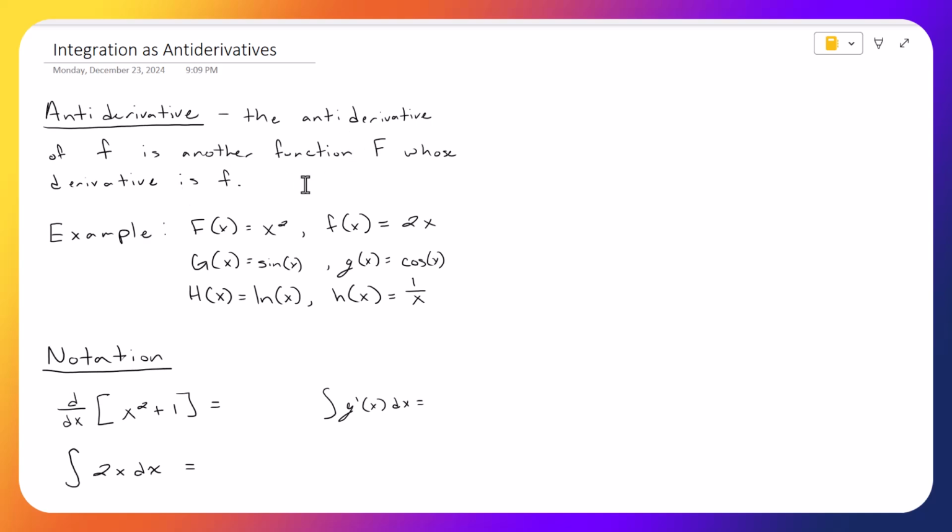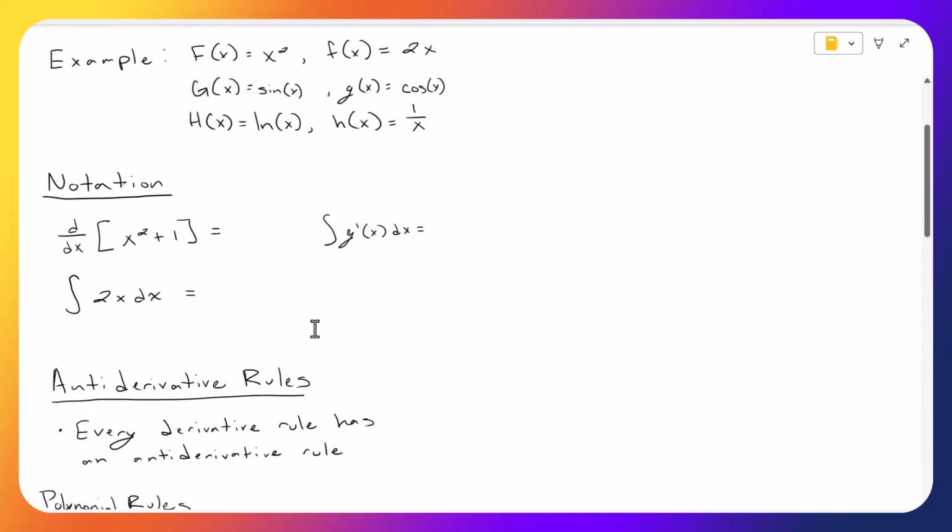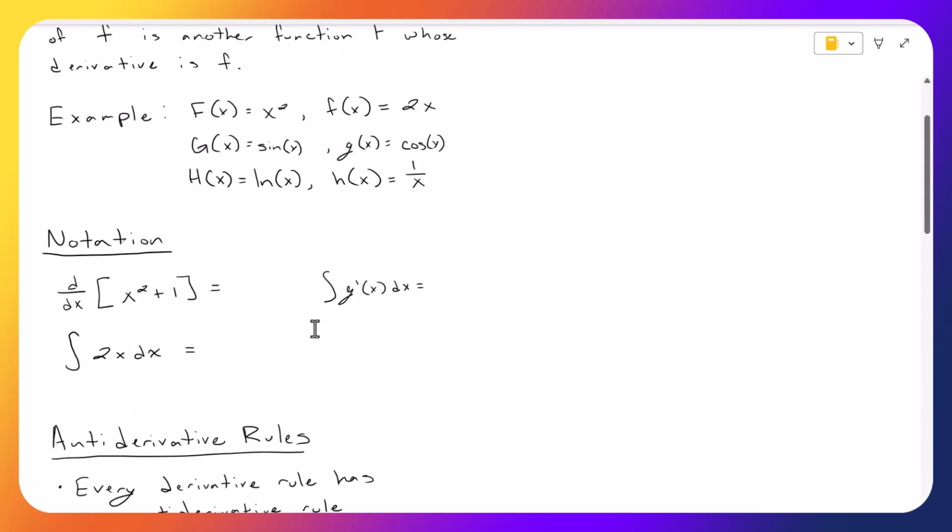And that's just a lot of words. What that means is, if our function is 2x, the antiderivative of 2x is x squared, because the derivative of capital F is 2x. Because the derivative of this function gives us that, these are antiderivatives to each other. Okay, those are just some examples. And now let's go into notation.